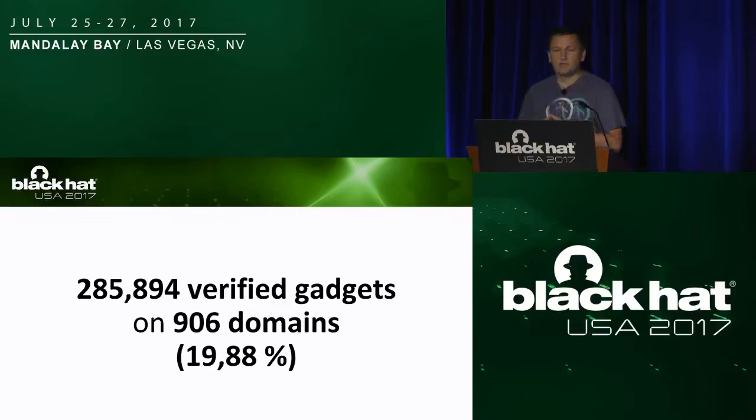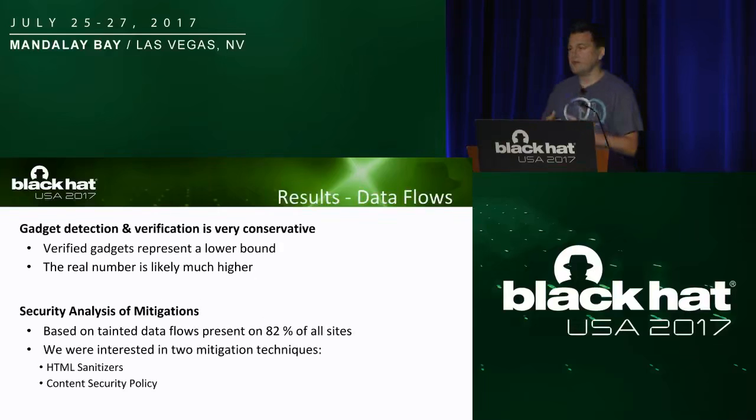However, this is a very conservative number because our exploit generation and gadget verification was designed to be false positive free. And we got this false positive freeness by accepting a high number of false negatives. We started looking into the data flows that we found manually, and we found that a lot of the things that we were not able to exploit automatically were also vulnerable and also had gadgets. That's why we believe that the real number of gadgets in websites is much, much higher. But we are at least sure it's at least 20%.